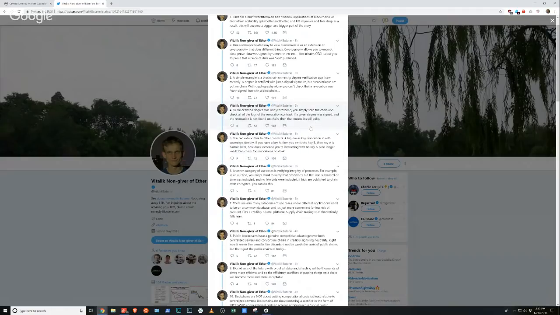"To check that a degree was not yet revoked, you can simply scan the chain and check all the logs of the revocation contract." Or you could just ask the university, right? That's the right way to verify something, to ask the issuer instead of doing this convoluted blockchain stuff. In an ideal world, you just have an API call that says, did this person go to this university? And you get some proof that they did, or a signed message from the university or something like that. That's the way it should happen.